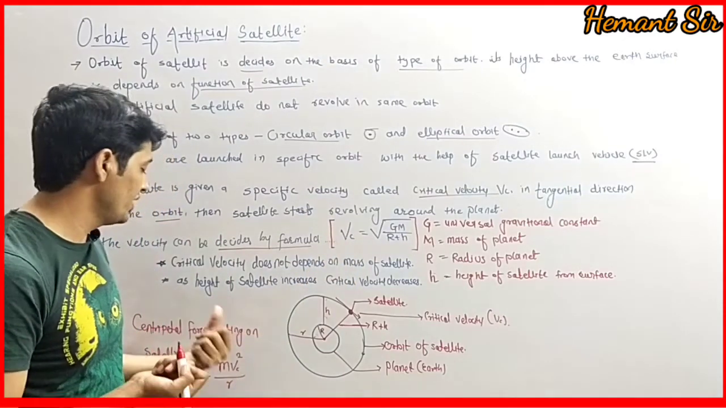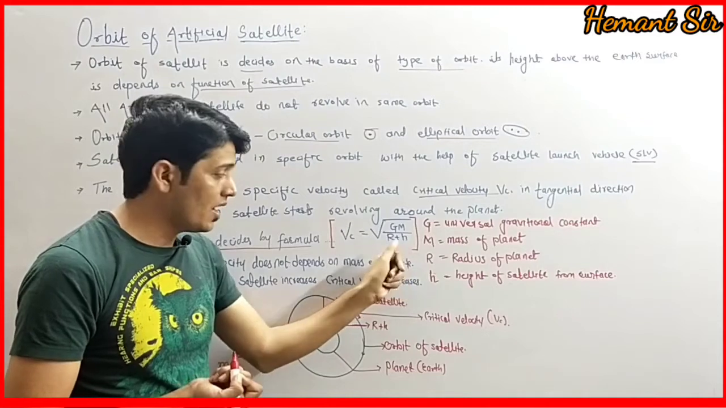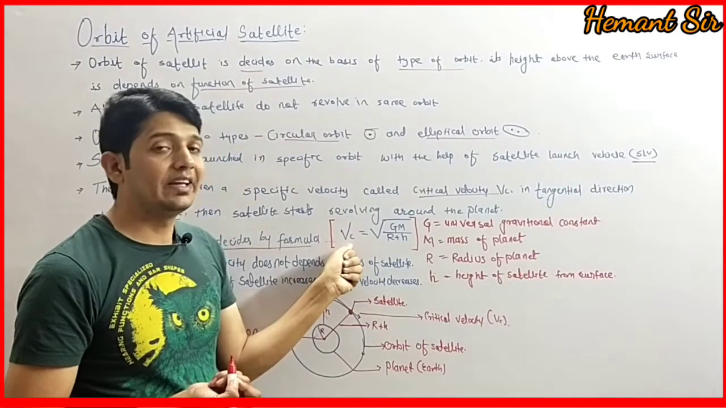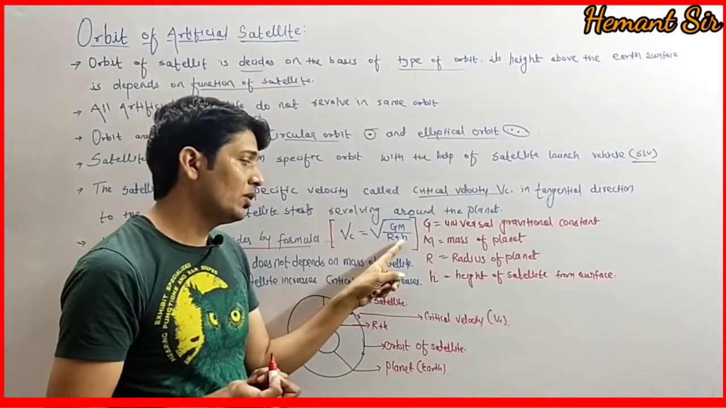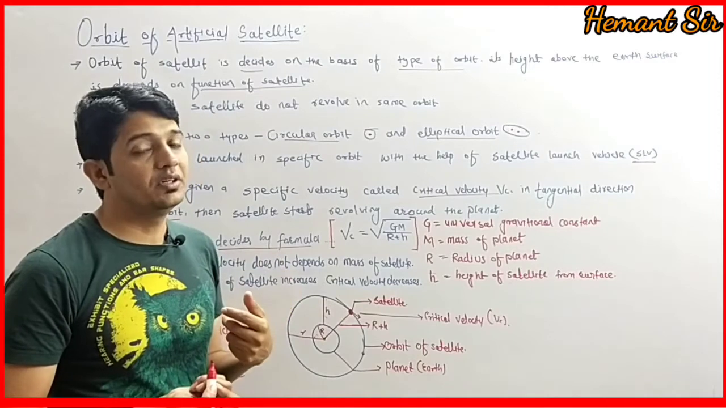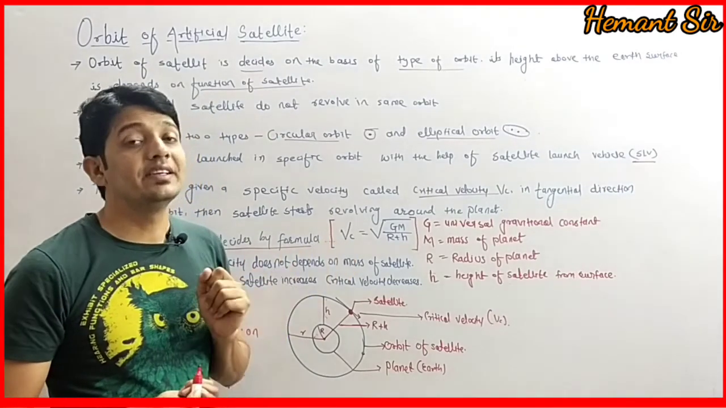Next we have the height of the satellite. See, if the height is increasing, the value of h will increase, so what will happen to the critical velocity? It will decrease. So as the height of the satellite increases from the earth surface or any surface of the planet, the critical velocity will decrease.